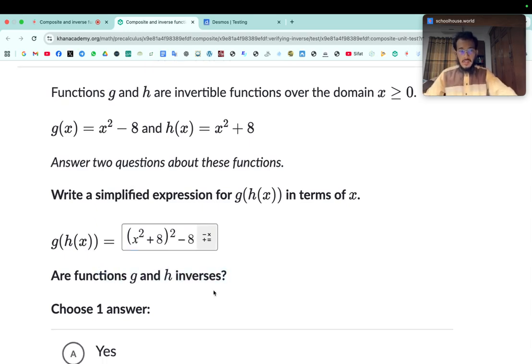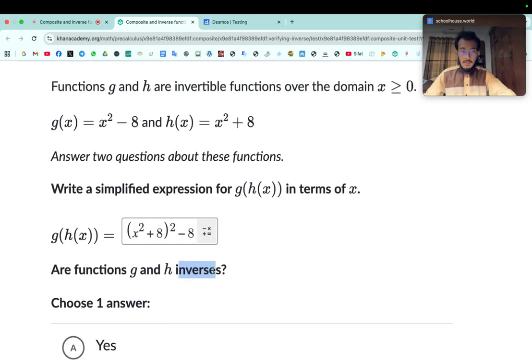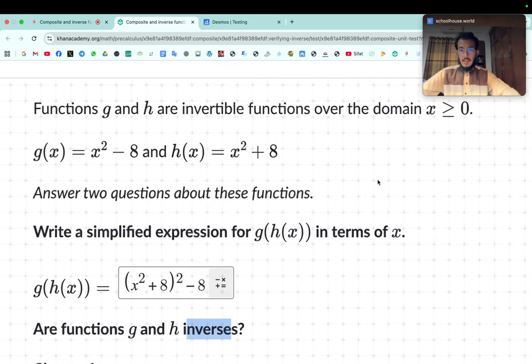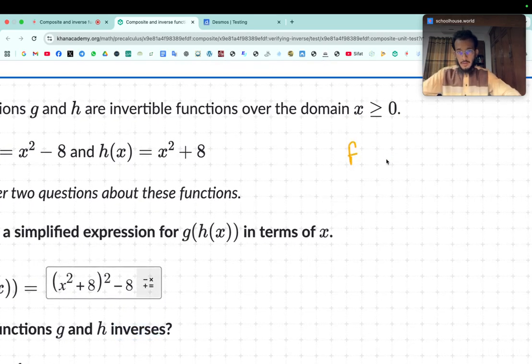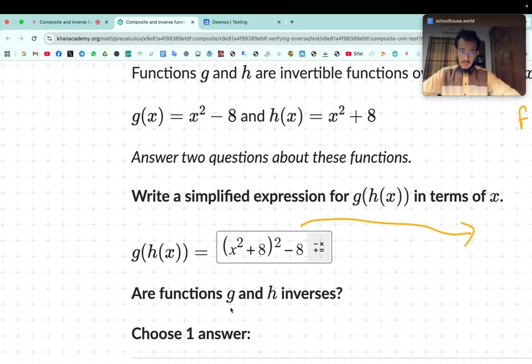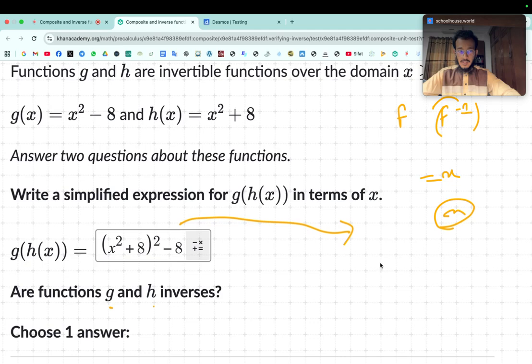Are these functions g and h inverses? Well, how do you know if they are inverses? If we have a function and its inverse function, and we find the composite of them, the resulting answer should be x. So if you simplify this and get just x, then we can say for sure that g and h are inverses.